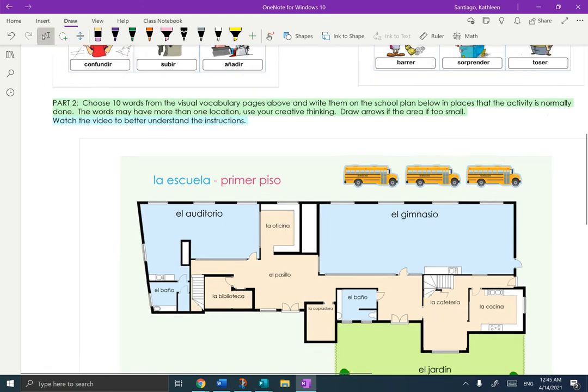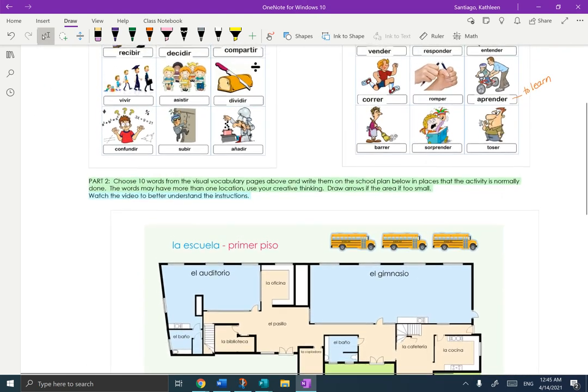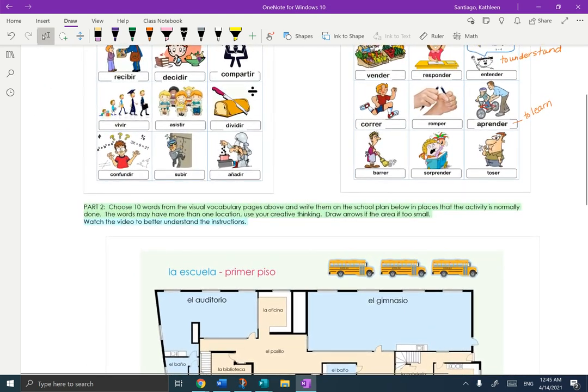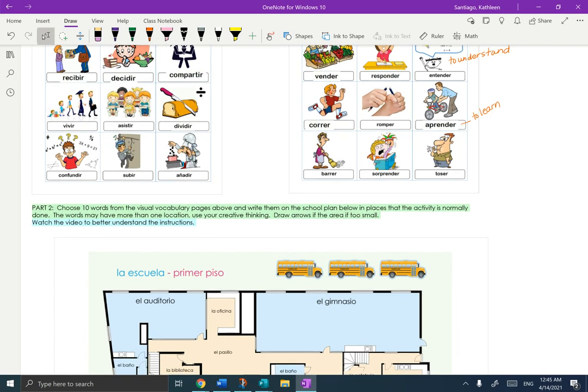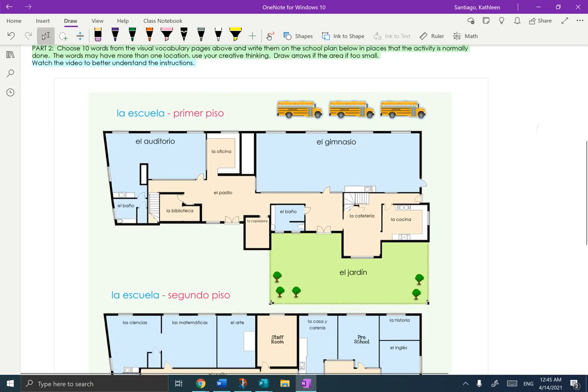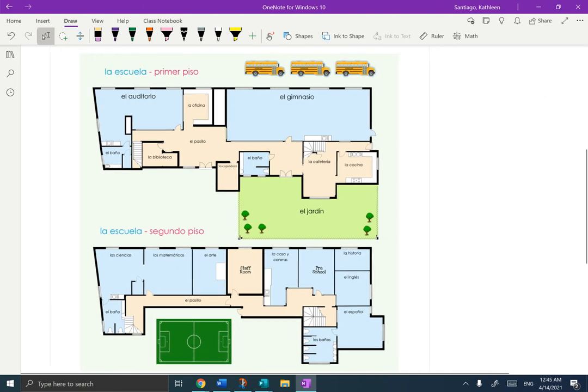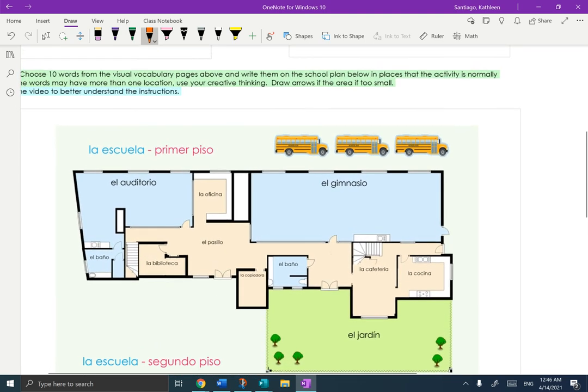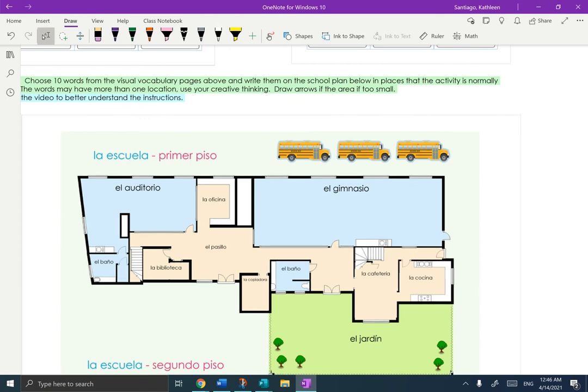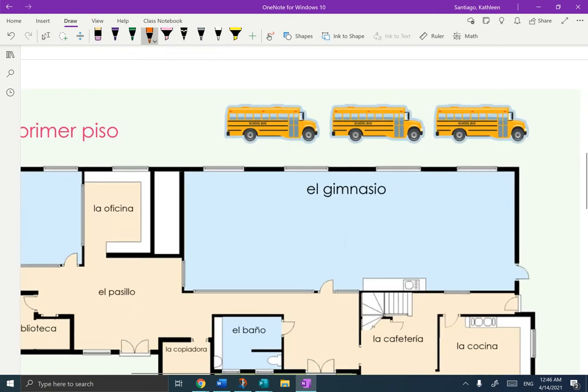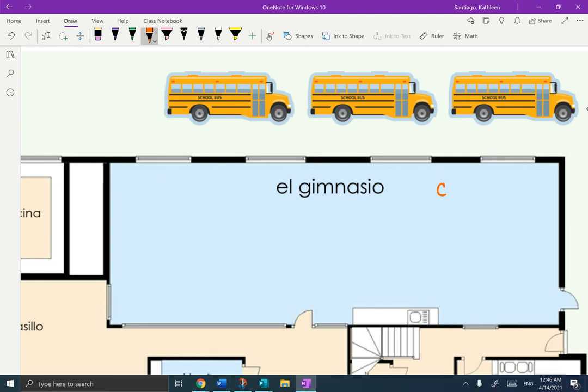So I'm going to choose one of these words. I'm going to take correr. So where in the school do you do that action of correr? Well, there's multiple places, right? It could be on the soccer field, el estadio, or campo. You could be correr en el jardín or en el gimnasio. So I'm going to take that word correr and I'm going to write it in here. My best writing. I'm going to make it super big. Okay, so correr.